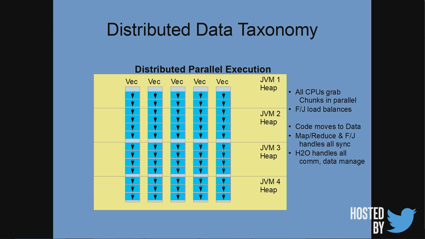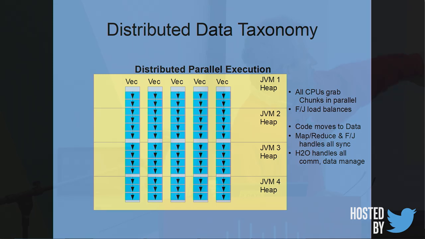back, and everything runs in parallel until all the work is done, and H2O handles the internode communication that's necessary, and it handles the rollups and the joins and all that kind of stuff that happens. And FJ stands for fork join. That's the underlying technology. It's Doug Lea's fork join for doing the load balancing of the bits.